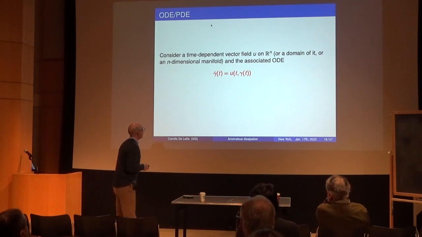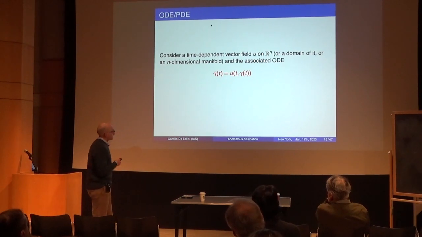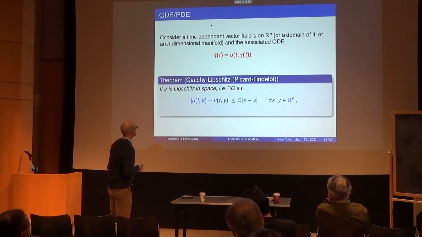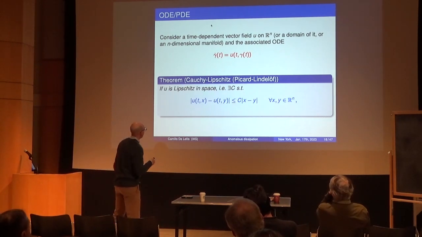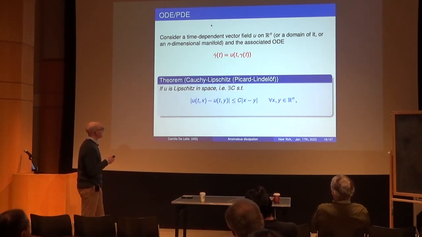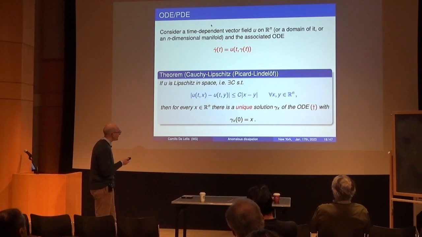So now, I'm just switching to transport equations. You're just assuming you're following the flow of a vector field, right? So it's the usual ordinary differential equations. And Cauchy-Lipschitz, or Picard-Lindelof, depending on when you are, tells you that if u is Lipschitz in space, then there is a unique trajectory, right? That is the theorem.